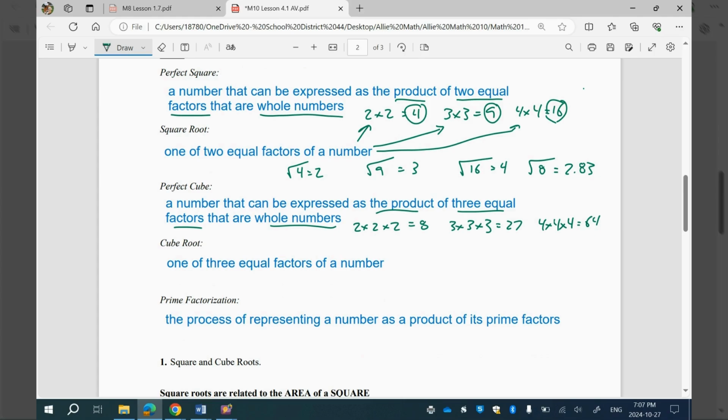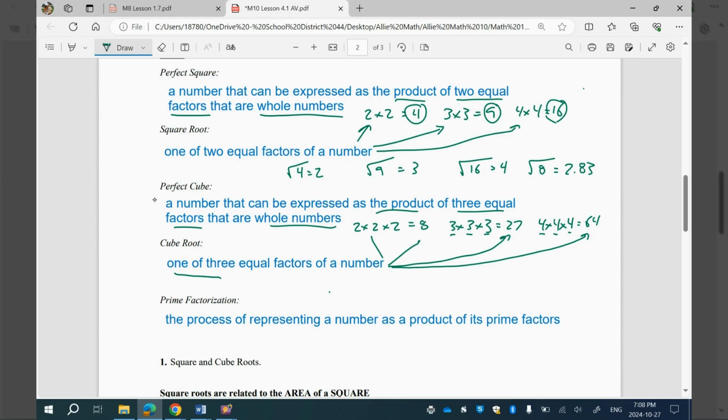The cube root is one of three equal factors of a number. So in this case, the cube root of 8 is one of these equal factors. The cube root of 27 is one of these equal factors. The cube root of 64 is one of these equal factors.